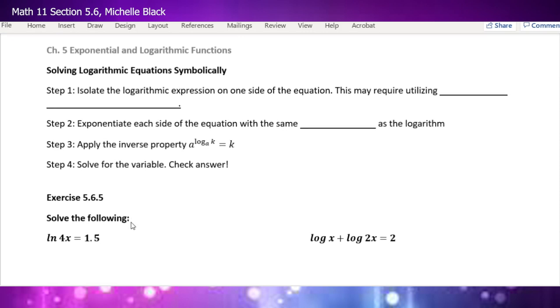Solving logarithmic equations symbolically. Step 1, isolate the logarithmic expression on one side of the equation. This may require utilizing properties of logarithms. Step 2, exponentiate each side of the equation with the same base as the logarithm. Then apply the inverse property, solve for the variable, and check your answer.